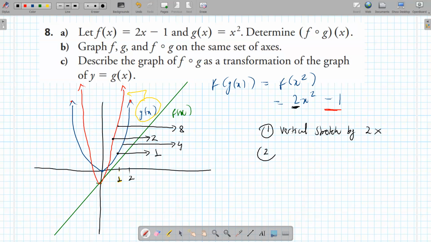That's our first transformation. And our second transformation, the minus 1, is going to move it 1 unit down. There you go. If you start with the parent function, x squared, vertically stretch it by a factor of 2 and move it 1 unit down, you're going to get this combined function. Does that make sense?